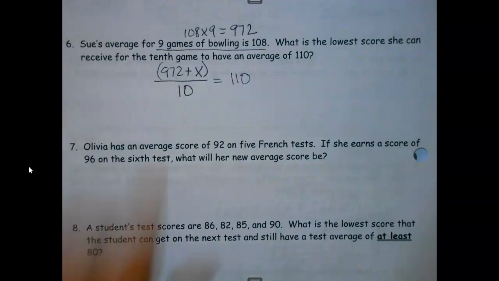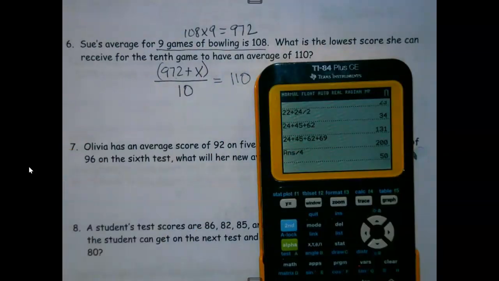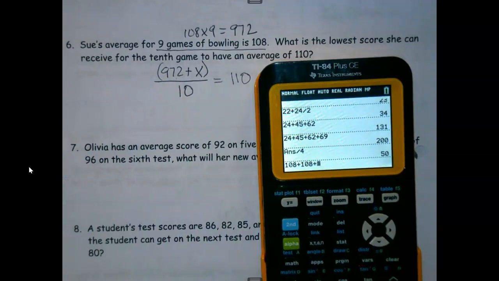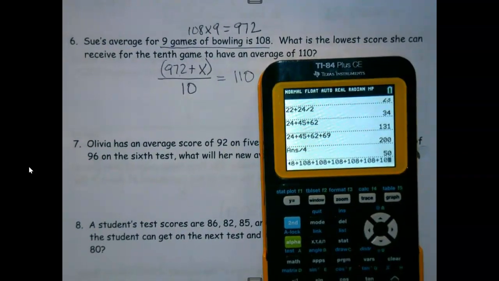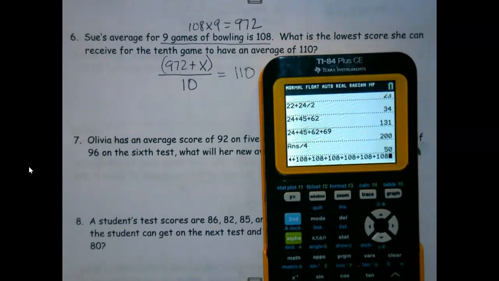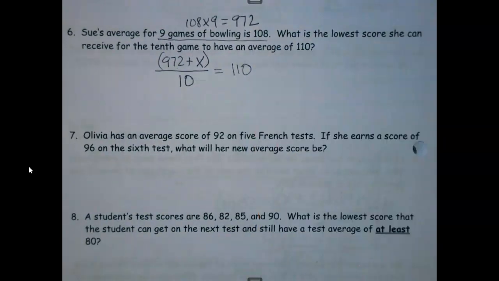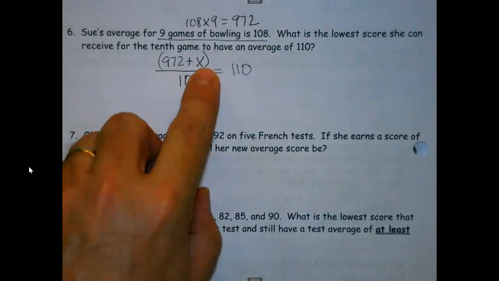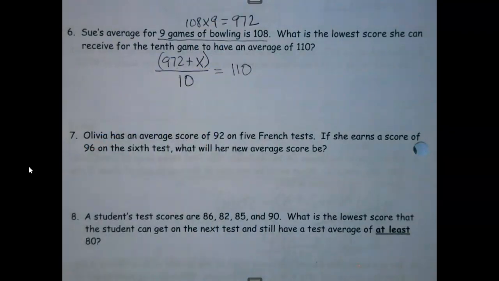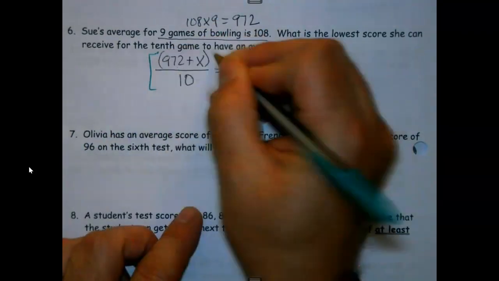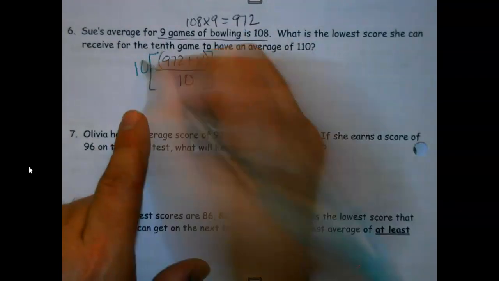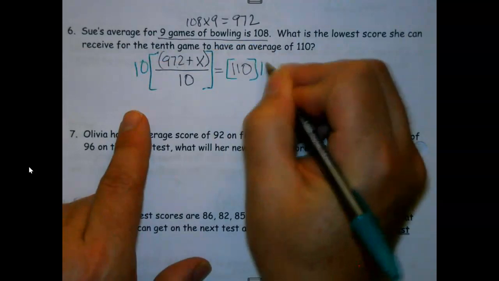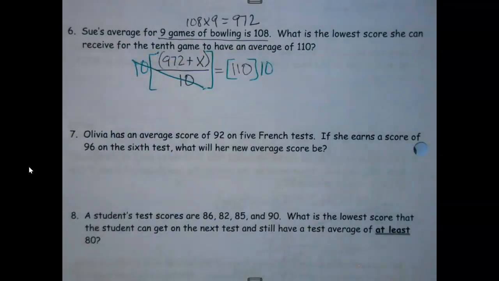Because that would have been the same that I'd have gotten if I'd added them all up one by one. So 9 plus 1, there's 10 data points. Now I'm doing exactly the same thing. Whatever the number is on the bottom, we're multiplying both sides by that.